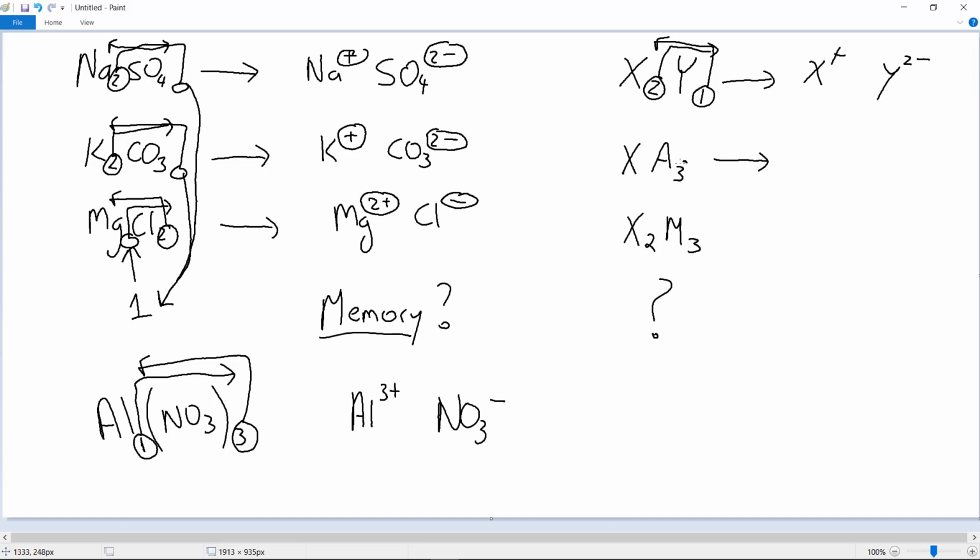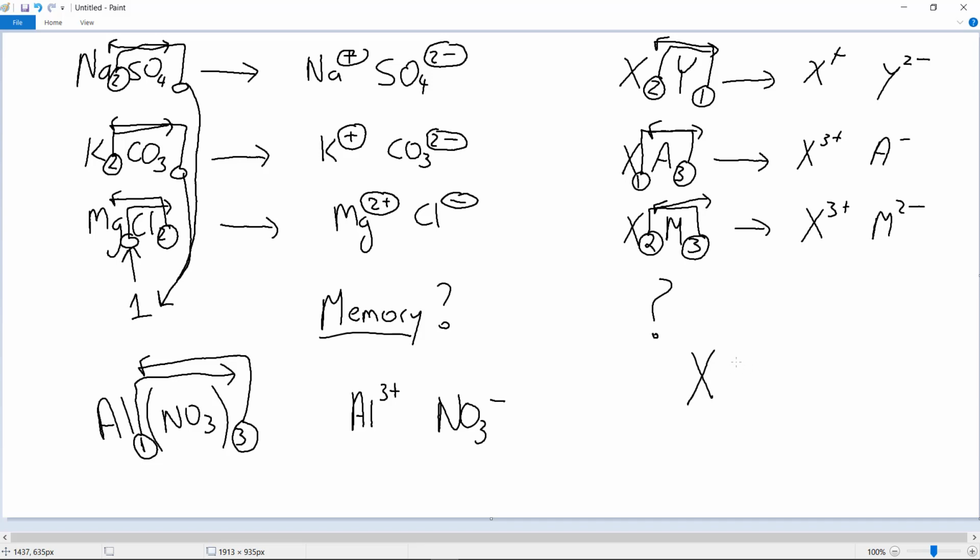Here, we can undo the 3, taking it back to the left. X would be 3+. It's on the left. It's a plus. There's a 1 here that we don't need to write. Take it back. A would be -1. If we take back this 3 to the left, it becomes X 3+ because it's the cation on the left. And if we take the 2 back, the M will become 2- because it's the anion on the right.